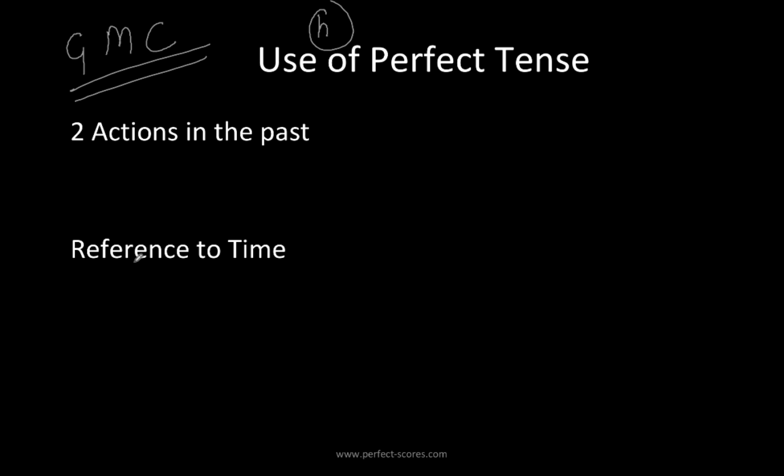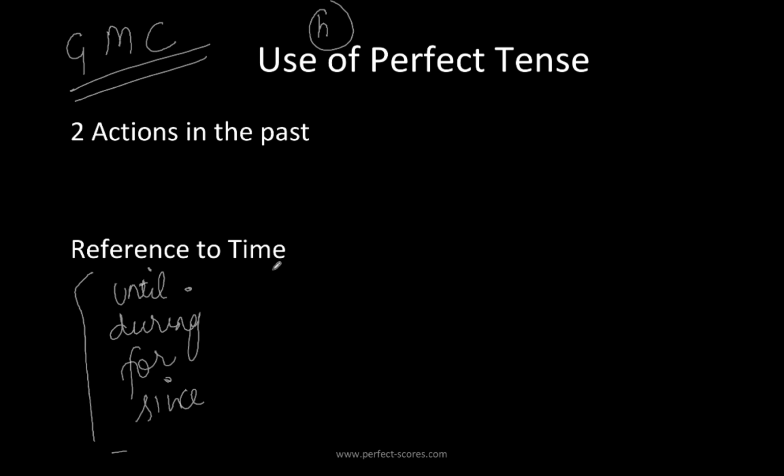Let's begin with the second one first because it's easier. Reference to time. So if your sentence has words like until, during, for, since, or any other word that gives a reference of time, you have to use the perfect tense. For example, I have not done this until now. I had not felt so for 8 years. I have not gone there since 2008. I haven't done this during this year. So in any kind of sentence where you have a reference to time or you come across these words, you have to use the perfect tense.